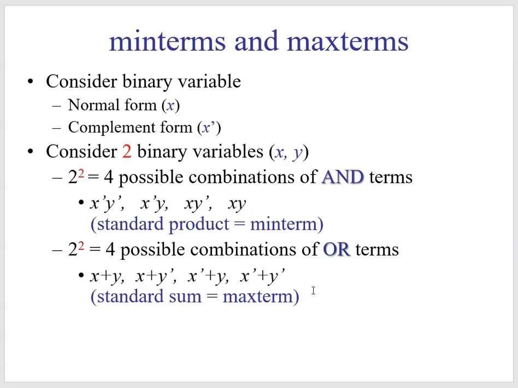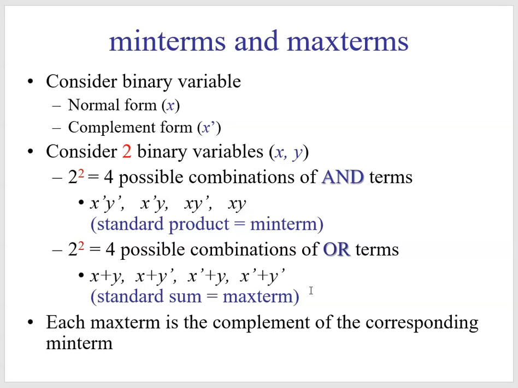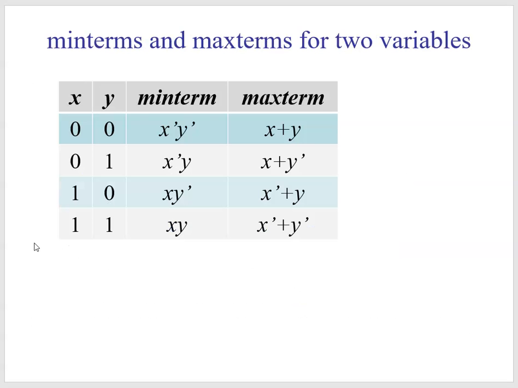So the max terms are or terms. Each max term is the complement of the corresponding min term. So if we took the complement of x prime y prime, we can use De Morgan's theorem, and the complement of that is x or y. That's important, because we'll see x prime y prime is min term 0, x or y is max term 0. So each min term is a complement of the max term and vice versa, and we can use De Morgan's theorem to determine it.